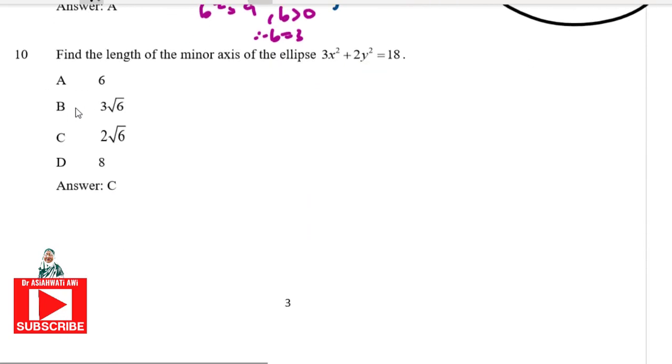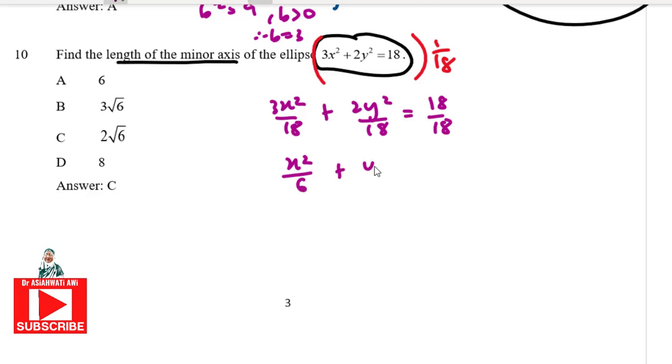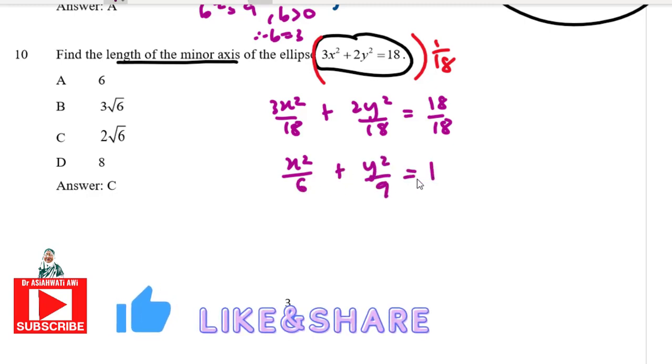So, number 10. Find the length of the minor axis of the ellipse. Here, change this equation to standard form. The standard form means that this is 1. We need to multiply both sides, left and right, by 1 over 18. So here is 3x squared over 18 plus 2y squared over 18, equal to 18 over 18. Simplify: x squared over 6 plus y squared over 9 is equal to 1.